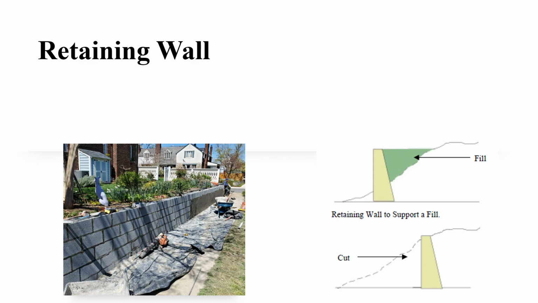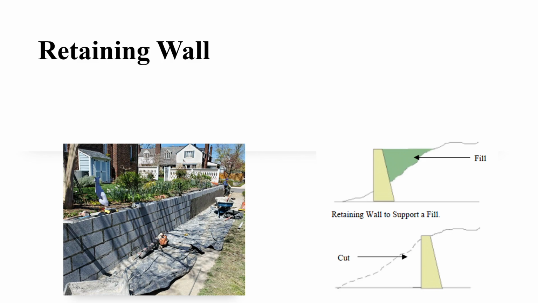It means that the height of a retaining wall can vary from 2 to 3 feet to sometimes 30 feet. For instance, a retaining wall can be used to retain fill along a slope, or it can be used to support a cut into a slope. Retaining wall structures can be gravity type structures, semi-gravity type structures, cantilever, and sometimes restrained.